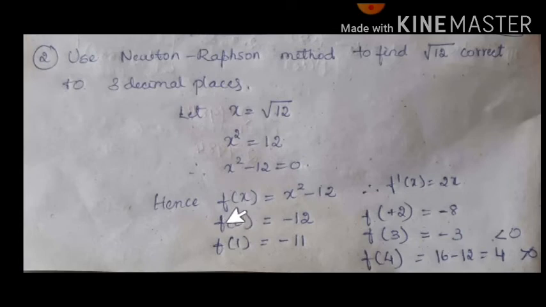So begin with generally 0, where I get minus 12. When I substitute 1, I get minus 11. When I substitute 2, I get minus 8. 3 is also minus 3. When I substitute 4, you get plus 4. So according to the intermediate value theorem, the root lies where the function value for one is negative and for another one is positive. Based on that, we decided the value of root 12 lies between 3 and 4.